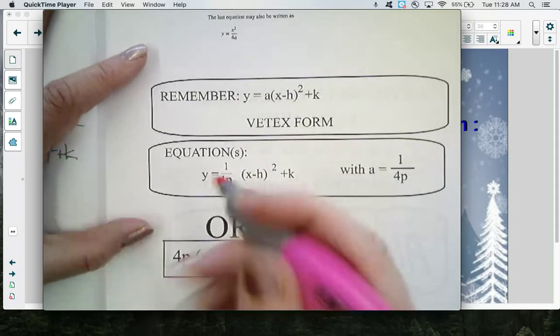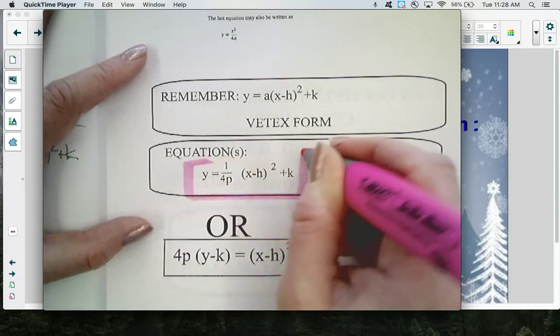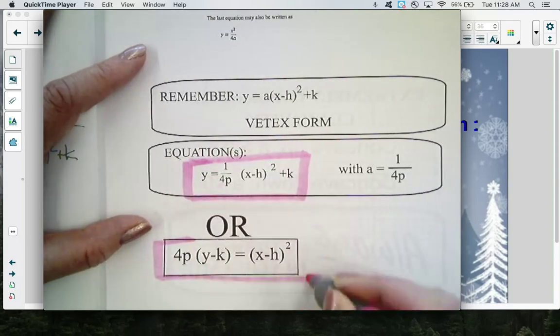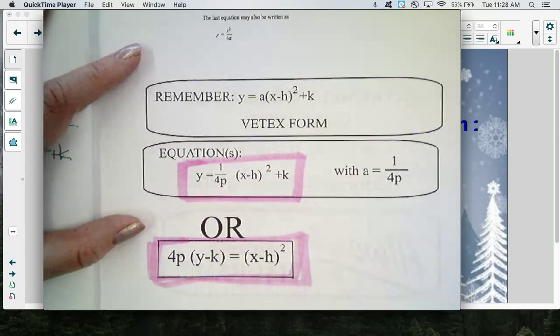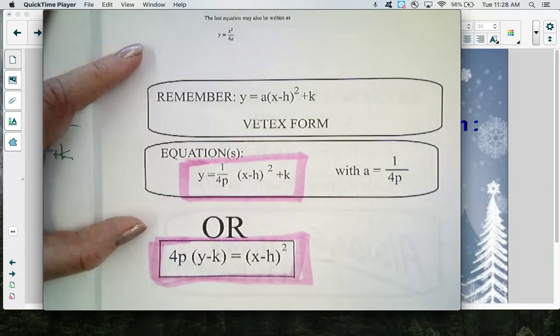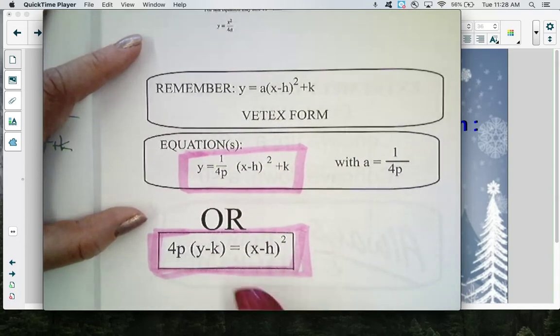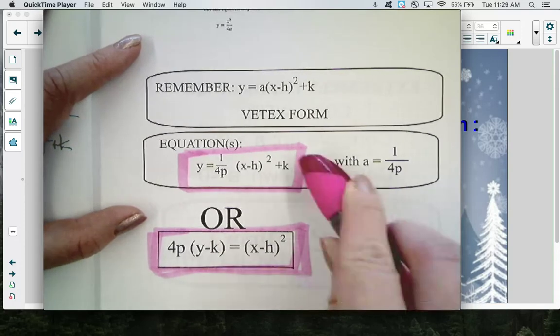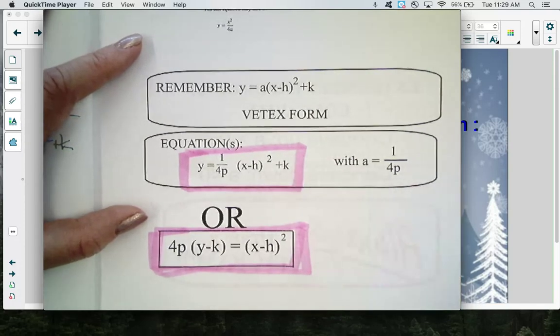You can have the equation either in this form or in this form. And like I said, this is just the foundation. Pre-calc is where they really take it up another notch. Some pre-calc teachers show it in this form. Some pre-calc teachers show it in that form. It really just depends on your teacher.